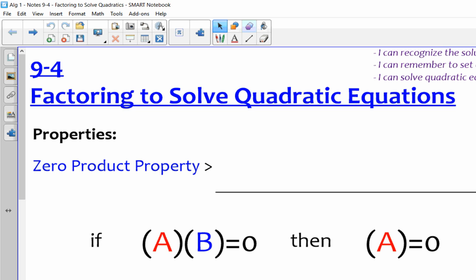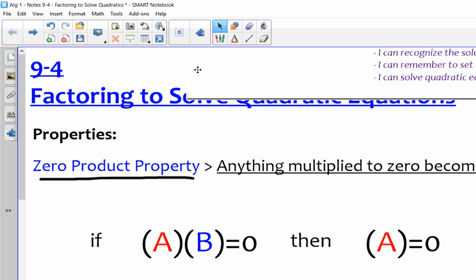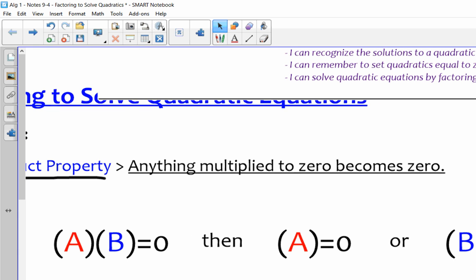The first thing we need to take notes on is the zero product property. So that's this. Anything multiplied by 0 becomes 0. We've understood that since second grade: when you're multiplying anything by 0, it equals 0. Okay, so there are these notes here.